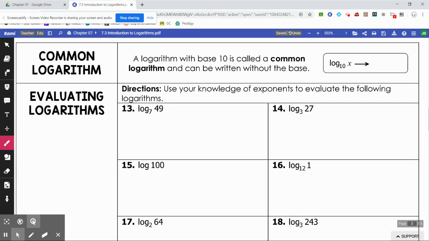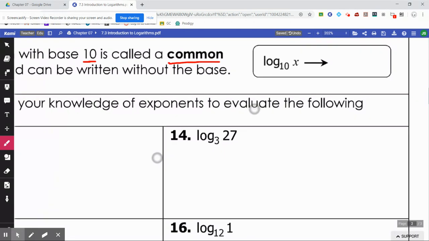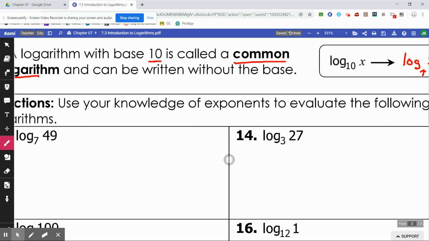Now a special type of logarithm, and this is actually the log that's on your calculator, the log button. It's called a common log. A logarithm with a base of 10 is called a common log and can be written without the base. So log base 10 of x is the same thing as log of x. If there's no number down here, it's understood to be a 10.